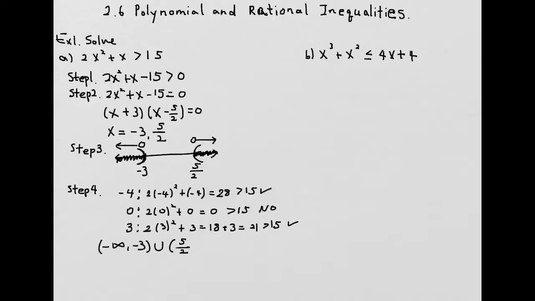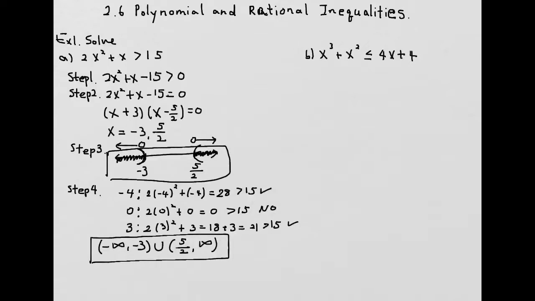And 5/2, positive infinity, where 5/2 is not included. So this is going to be your solution with interval notations. And this is going to be your solution with graph.